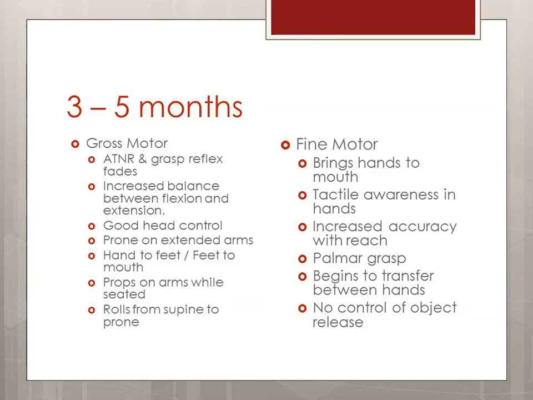For fine motor skills, they'll be able to bring their hands to their mouth. They're going to start to develop some of that tactile awareness in their hands. They'll develop increased accuracy with their reach, so they'll be able to reach for different objects. They'll have more of a palmar grasp, so that whole hand grasp, they'll be gripping things with the palm of their hand. They're going to start to transfer objects between hands. So that means maybe they're holding something in their right hand and then they would transfer it to their left hand. And then they have no control of object release still at this point.